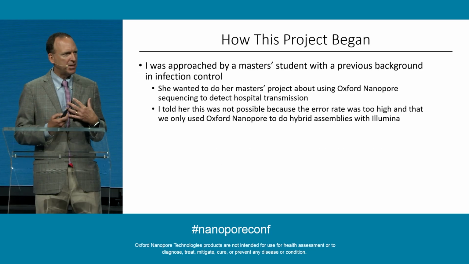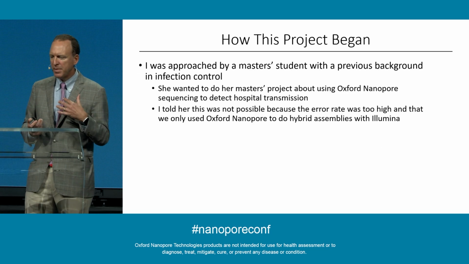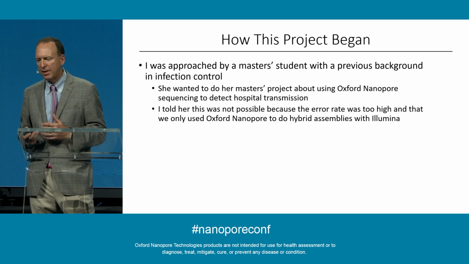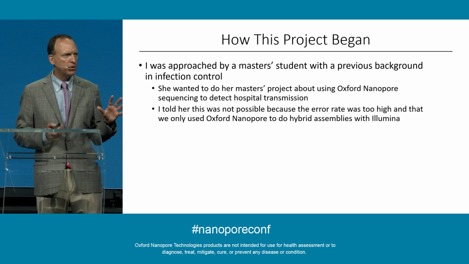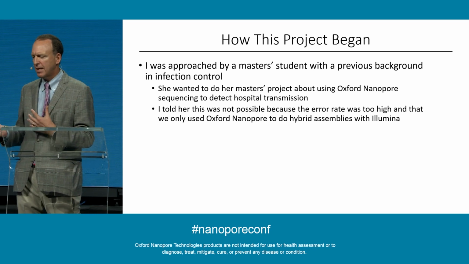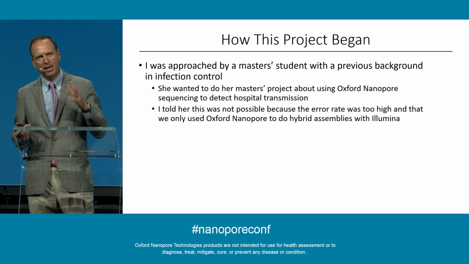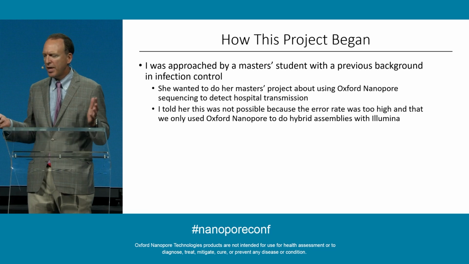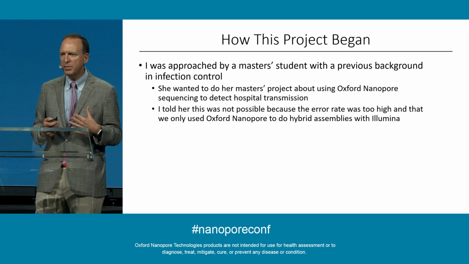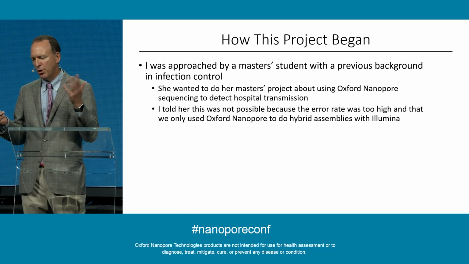So how the project I'm going to tell you about today begins, it begins by me being ignorant. As usual, I was approached by a master's student who had a previous background in infection control, and she wanted to do her master's project about using Oxford Nanopore sequencing to detect hospital transmission. So I peeked my head up and said, that doesn't work. We all know the error rate is too high. We only use Oxford Nanopore to supplement our Illumina sequencing, and so, why are you bothering me?